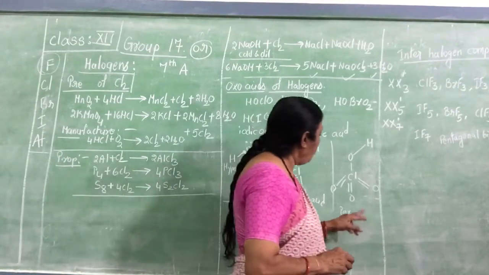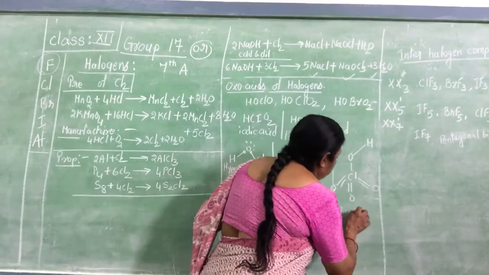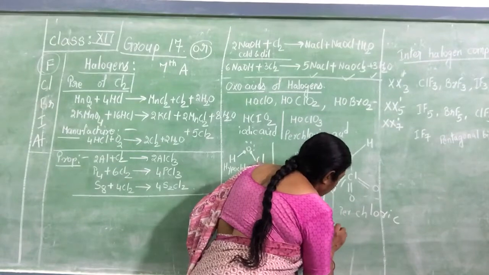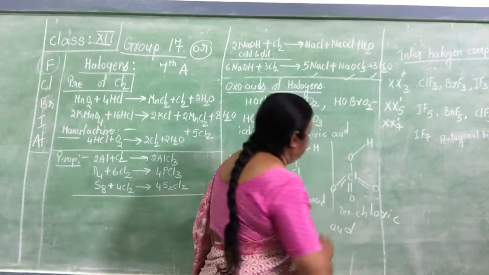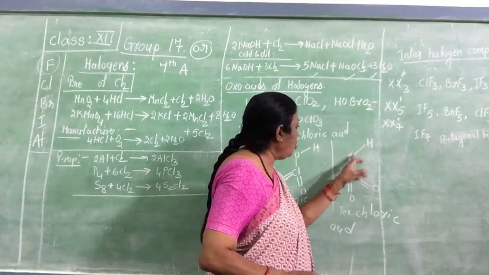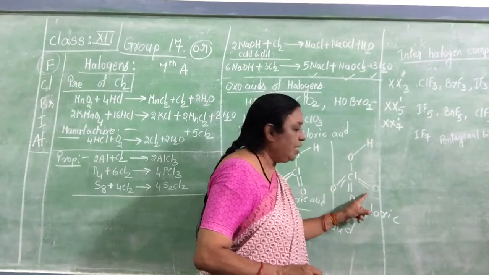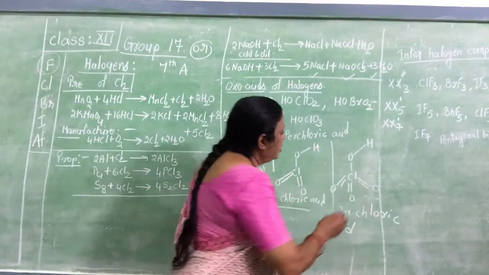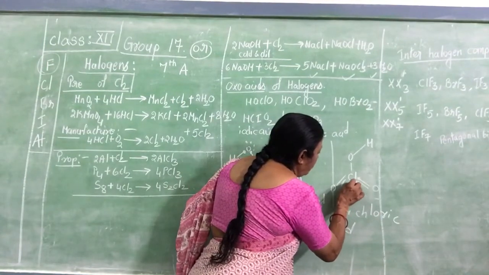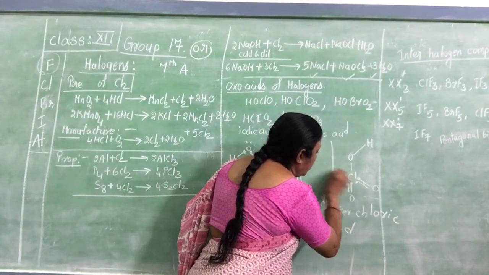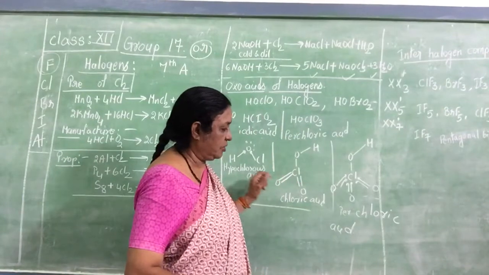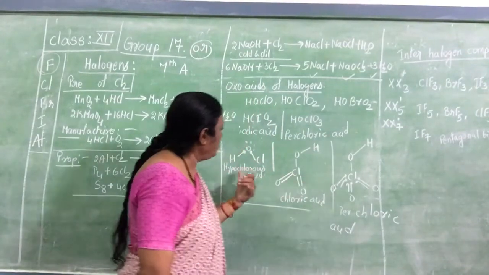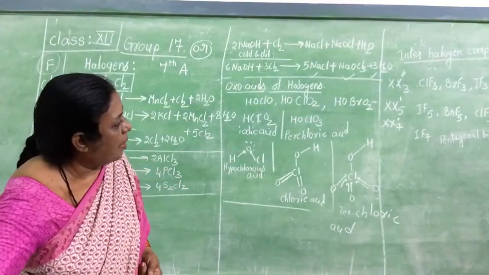Okay, children. Now, perchloric acid. Cl is having the same OH bond, and 3 lone pairs of electrons are there. It donates 3 lone pairs of electrons to 3 oxygen atoms. The compound is perchloric acid. Children, you have to practice the structures of these compounds.